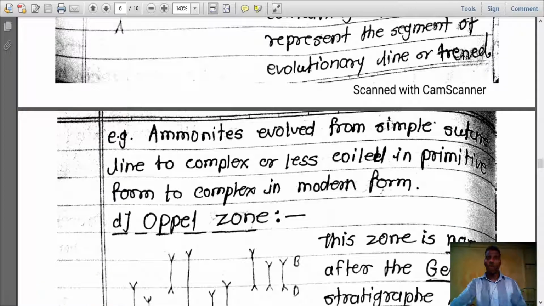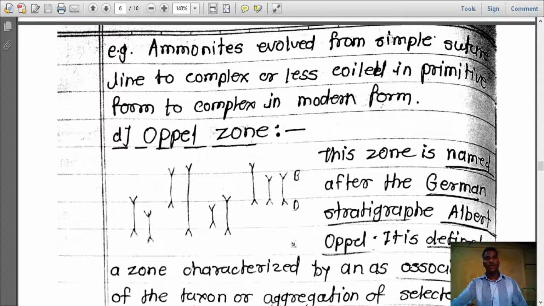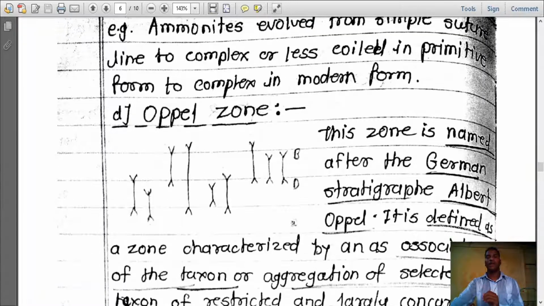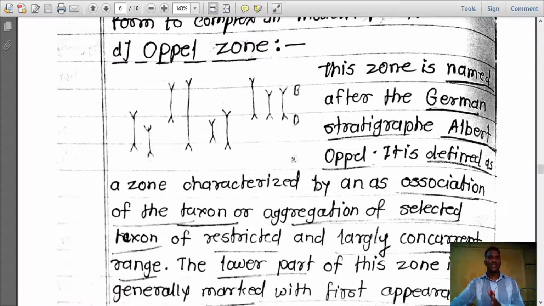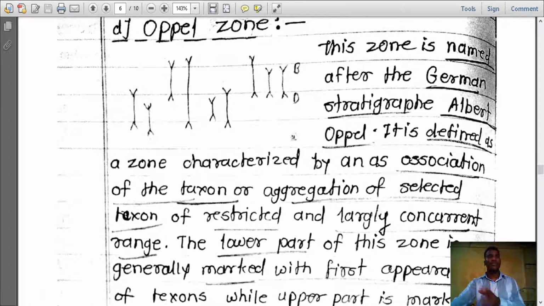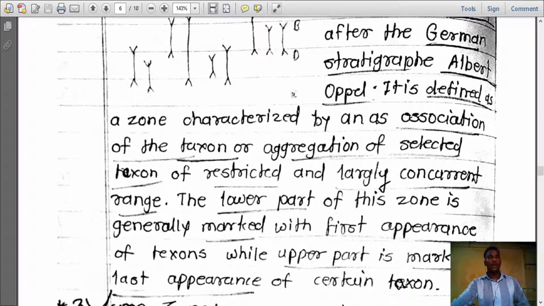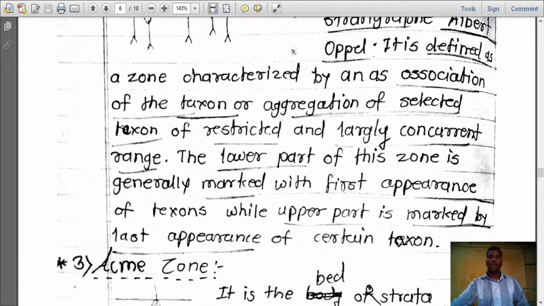Then Oppel zone. This zone is named after the German stratigrapher Albert Oppel. It is defined as a zone characterized by an association or aggregation of selected taxa. The lower part of this zone is generally marked by the first appearance of a taxon, while the upper part is marked by the last appearance of a certain taxon.